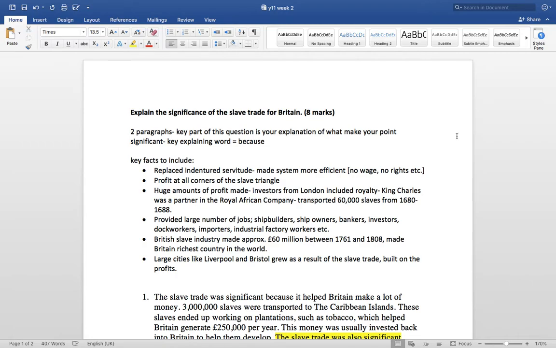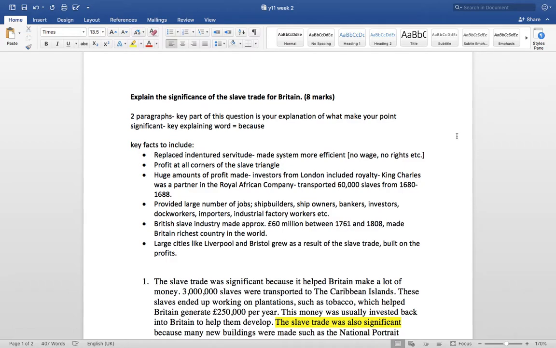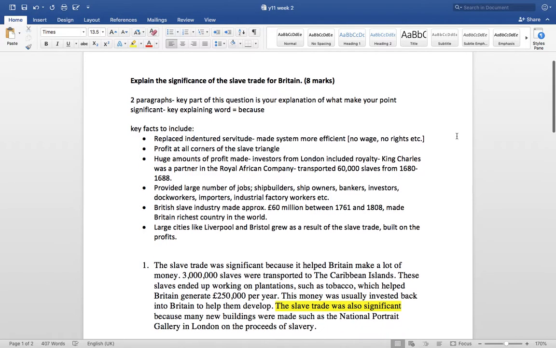The last fact that you could include is large cities like Liverpool and Bristol grew as a result of the slave trade, and they were seen to be built on the profits of that industry. So those are the facts that we could include, and there are a few others if you came up with some others, but these, in my opinion, are the easiest to explain in a sentence.